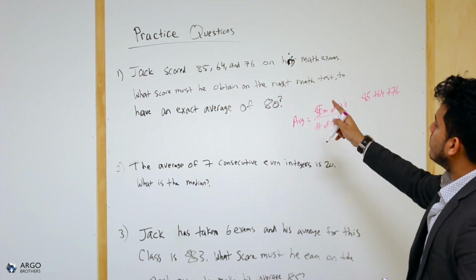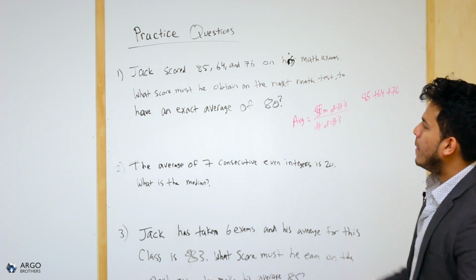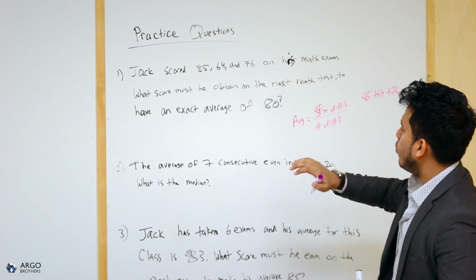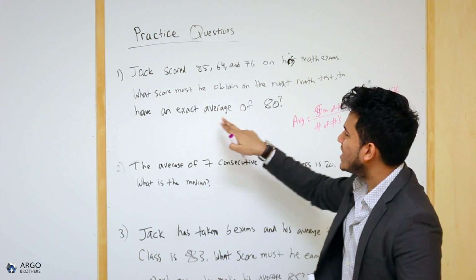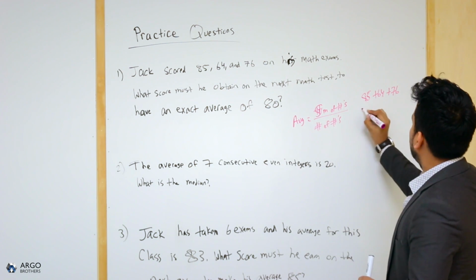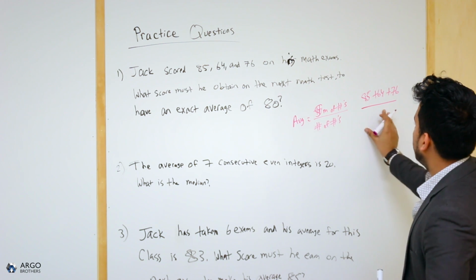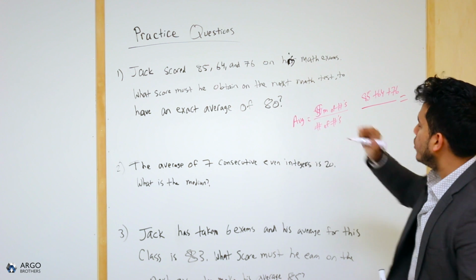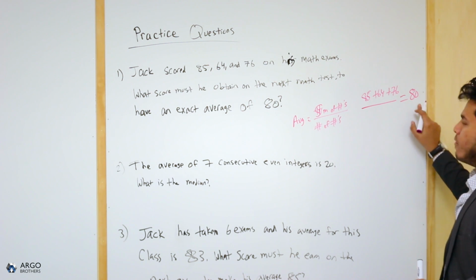What score must he obtain on the next math test? Okay, it's very important. Before we go on, let's finish this. To have an exact average of 80. Exact average of 80. They're telling you in this question that the average should be 80. The average should be 80.